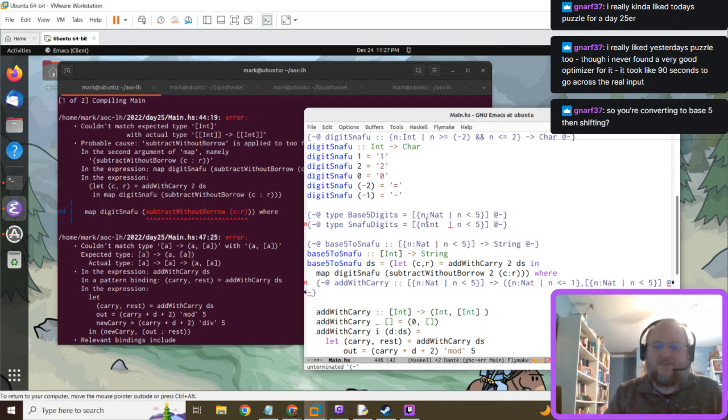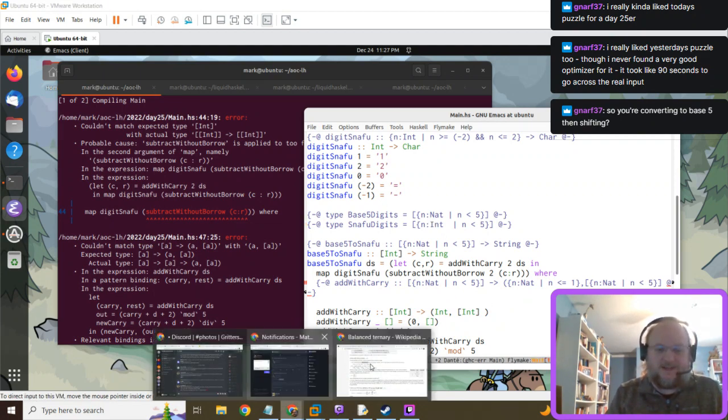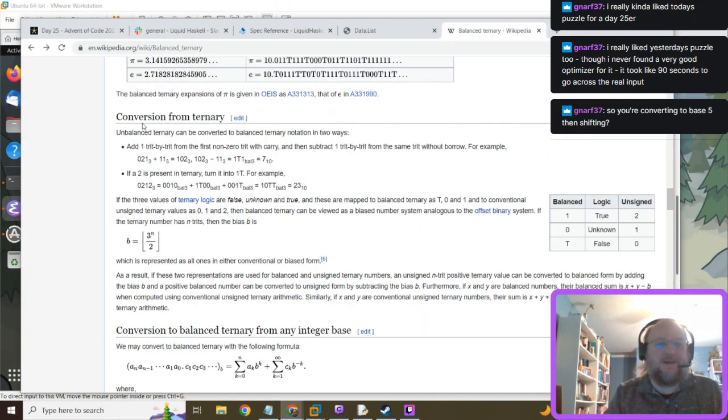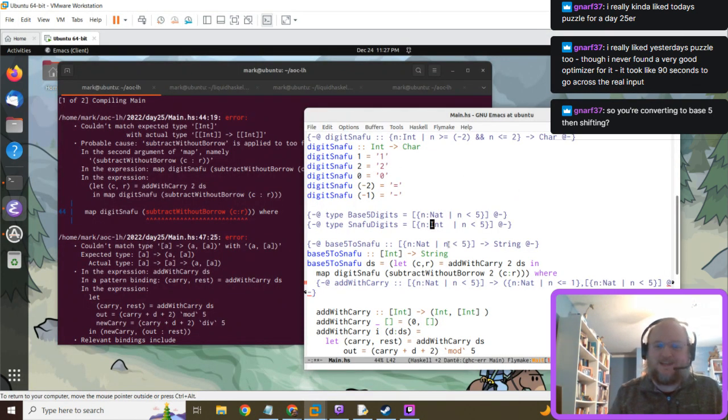I thought about it for like 30 seconds. I couldn't come up with a better one, so I went with the Wikipedia balanced ternary, and this is a terrible explanation, but it is an algorithm which can be adopted for balanced base 5, whatever the word for that is.